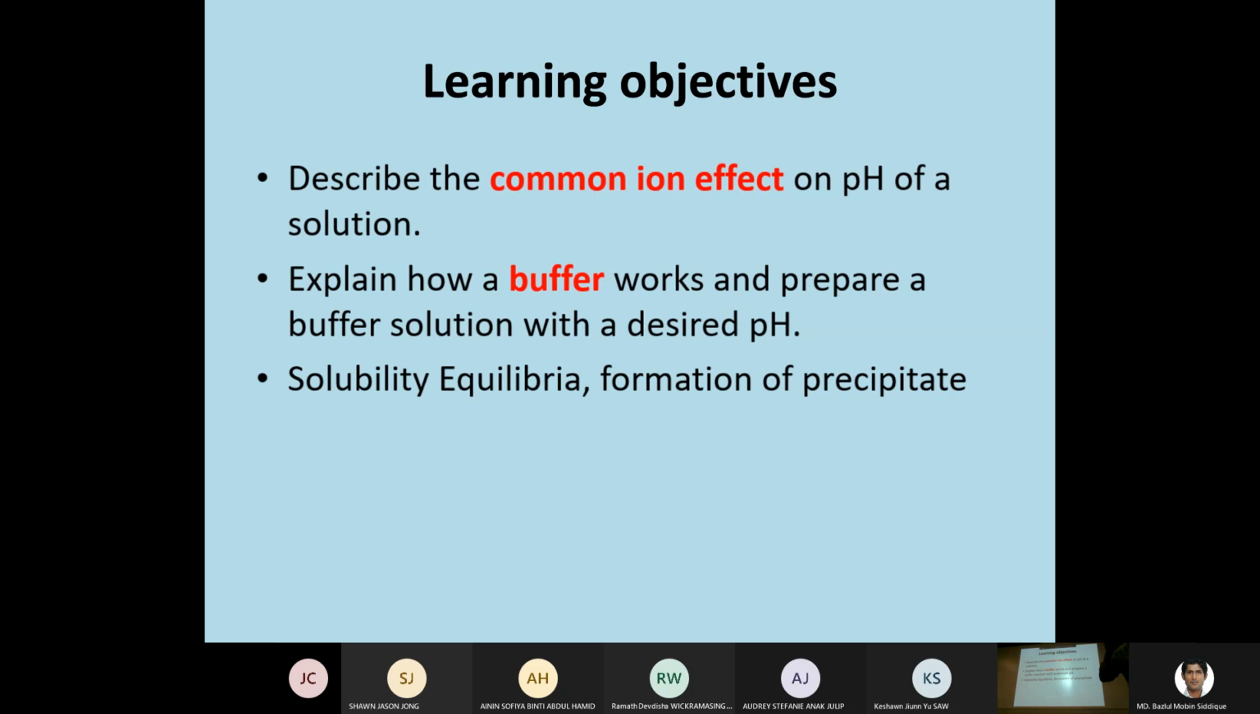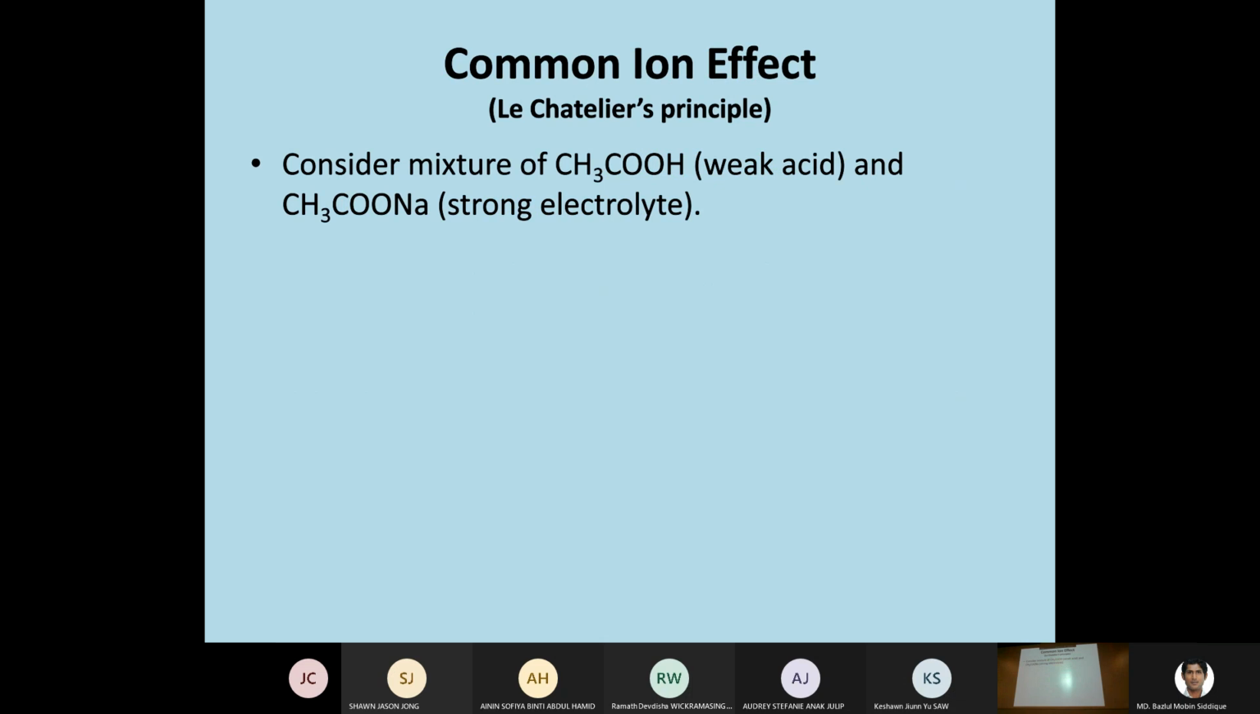That we want that buffer to be within this pH. How to create that, what should we do? And the solubility equilibria for a compound that will be dissolved in the solution: we want to know the maximum capacity for that chemical to be dissolved, to what extent it will be dissolved. So the solubility constant, we will be looking at it.